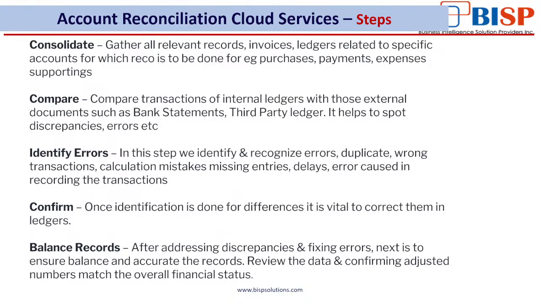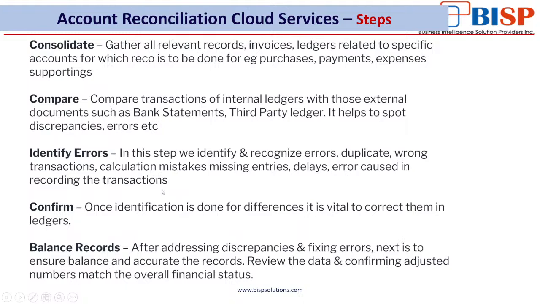Then the next step, once identification is done for the difference, is to correct them in the ledger. So confirm here means we have to rectify it in our books of accounts. Then comes the last step. We balance the record. After addressing discrepancies and fixing errors, next is to ensure balanced and accurate records, review the data and confirm adjusted numbers match the overall financial statement.